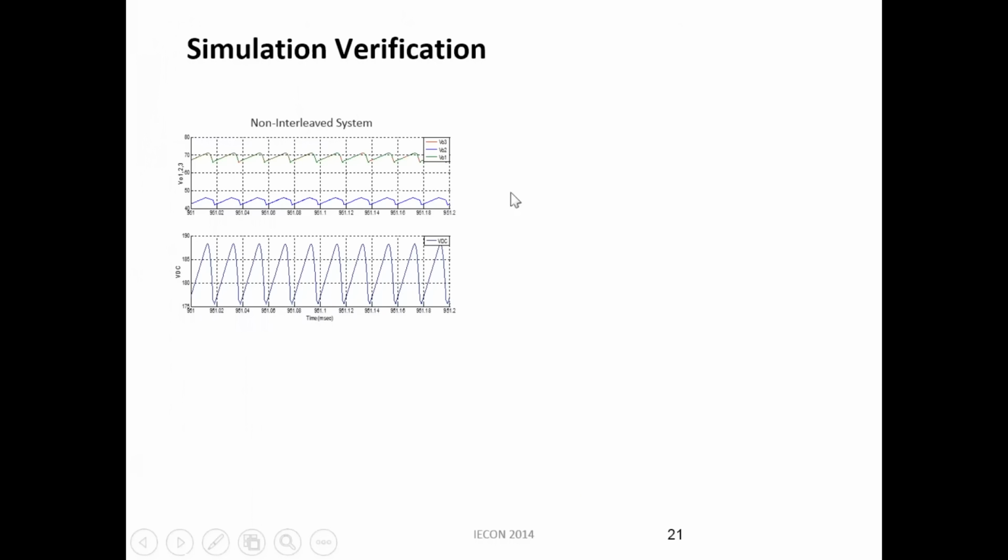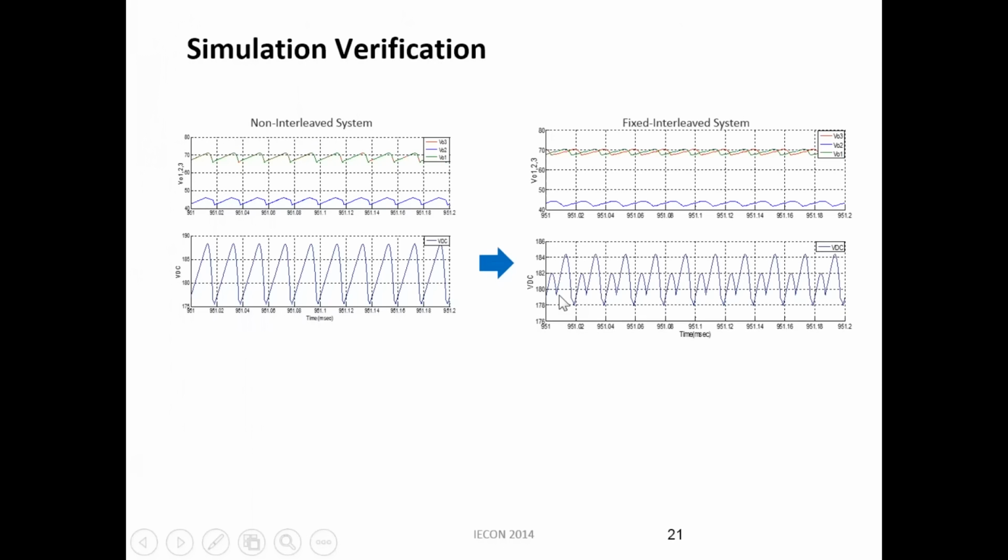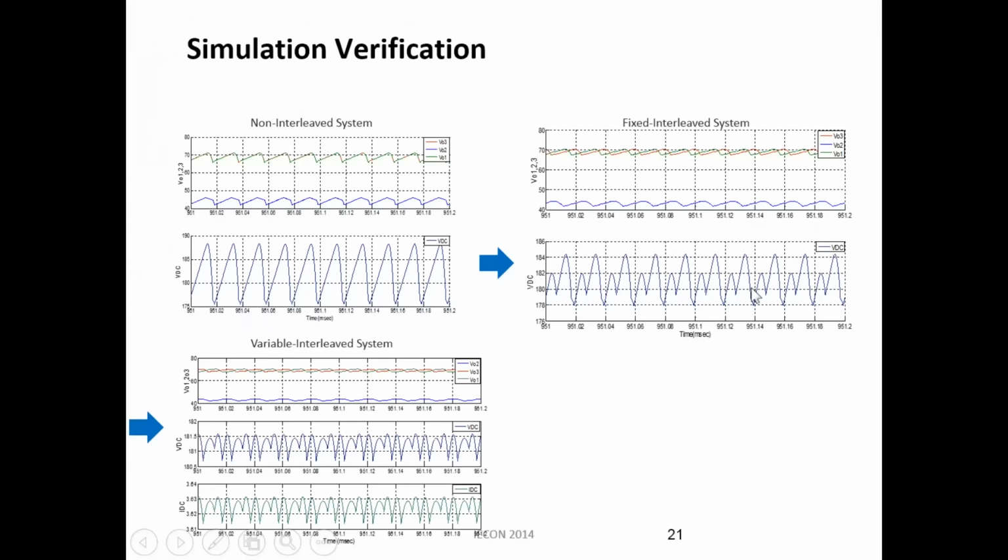So here are examples of non-interleaved systems where we have the output voltages and the DC bus voltage ripple being high, and with different kinds of fixed interleaving where we reduce the DC bus variation, and then with a variable interleaving, where again all we are trying to optimize is the variation of the DC bus such that we can reduce our leakage currents.